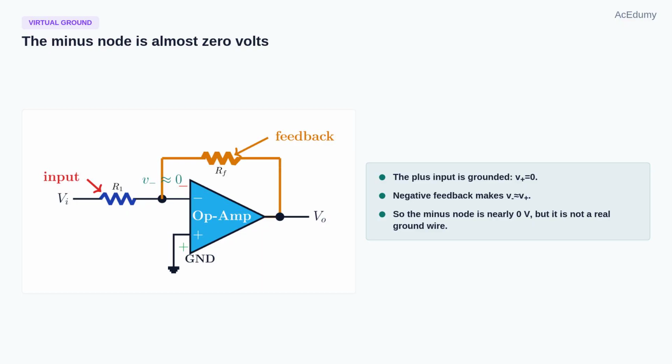The central idea is virtual ground. Let us say it carefully because this is where many students get lost. The plus input is physically connected to ground, so V plus is 0 volts. With negative feedback and an ideal op-amp in its linear region, the op-amp drives its output until V minus becomes almost equal to V plus. Therefore, the minus input node is approximately 0 volts. It is not a wire to ground, but its voltage is almost 0. That is why we call it virtual ground.